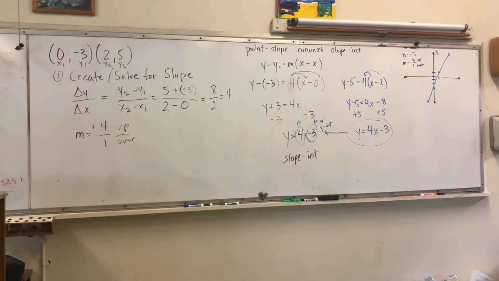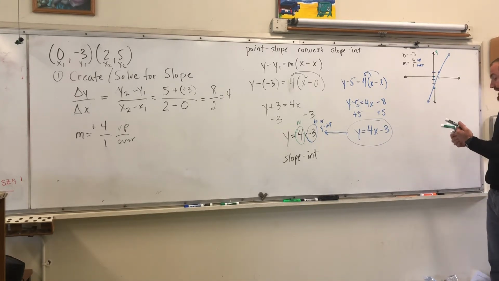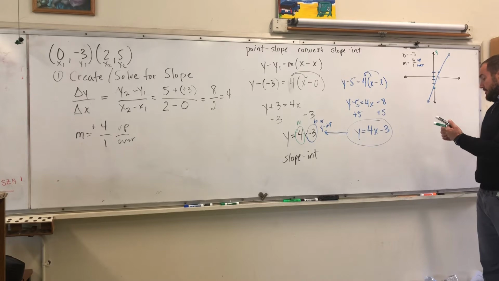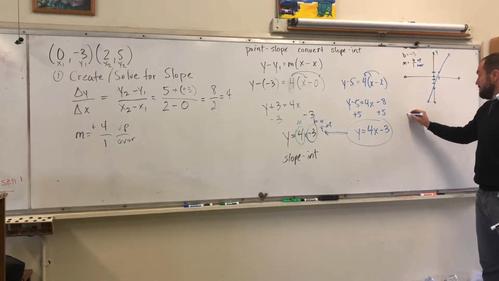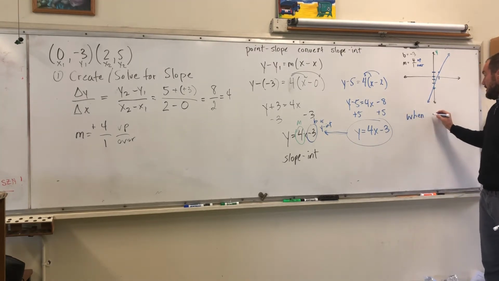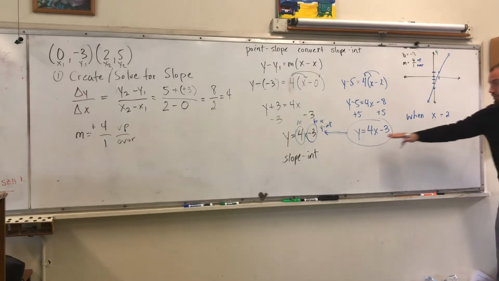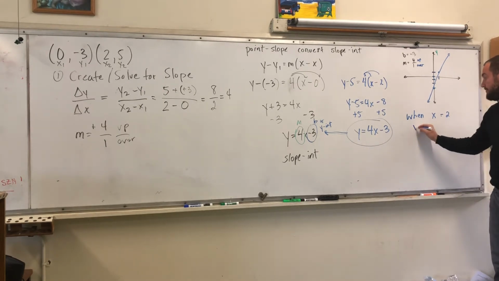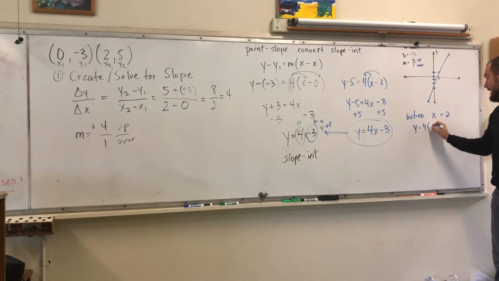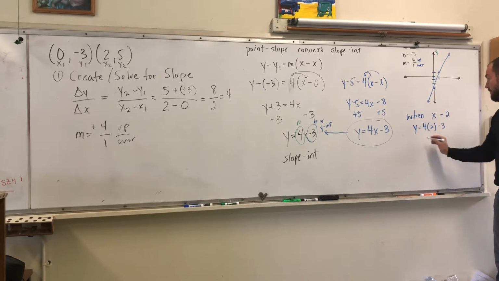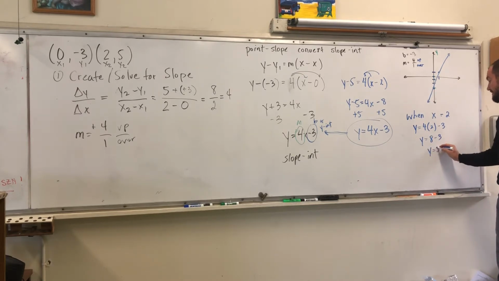Now, what that allows you to do is input something for your x. Let's say I ask, what happens when x is 2? Okay, x is your input. You could use your slope-intercept form. You can plug in for x and solve for y. y is equal to 8 minus 3. y is equal to 5.